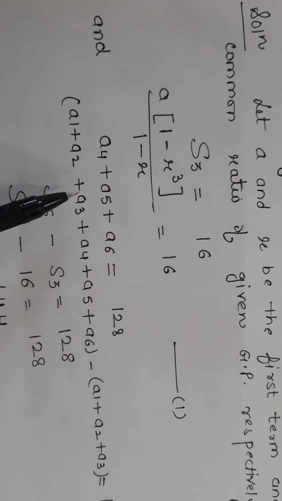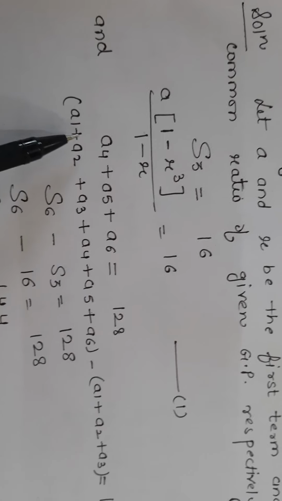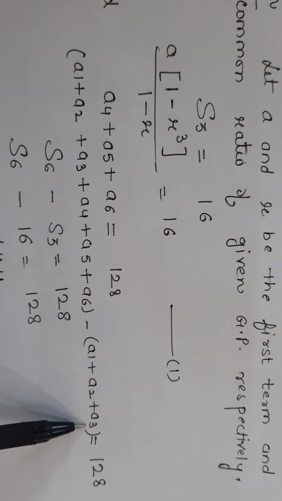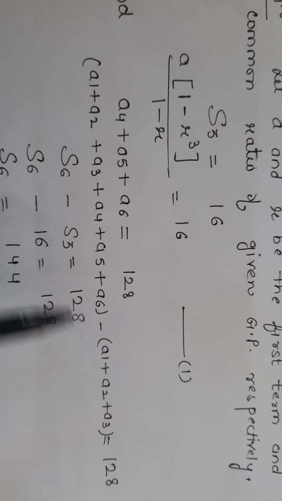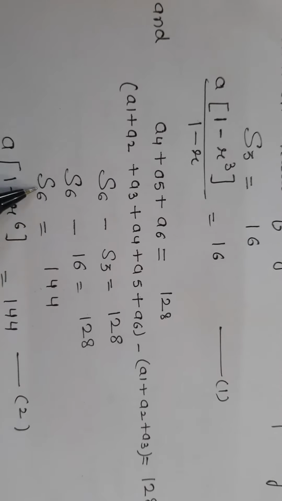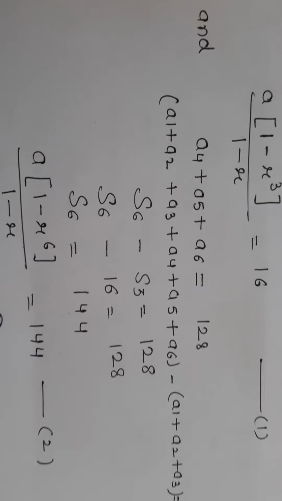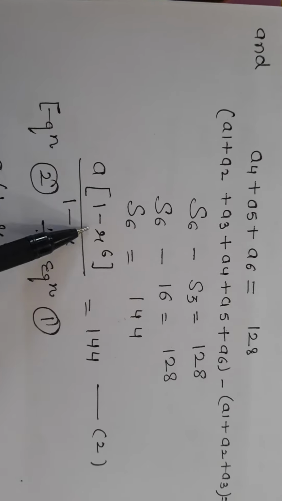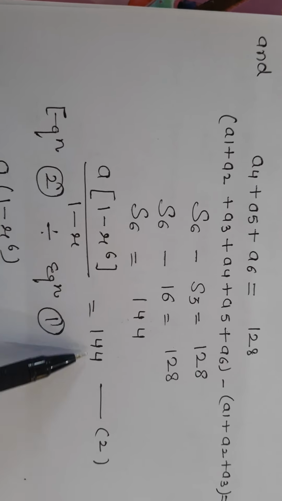Now we know that whenever we have to apply the formula of sum always start from first term. So we are going to add A1 plus A2 plus A3. In the same way we are going to subtract this. This is 128. Now it represents S6 and it represents S3. Put the value of S3, you have 16. So on solving, S6 is 144. S6 represents the sum of first 6 terms of your GP. This is A into 1 minus R raised to the power 6 divided by 1 minus R is 144.